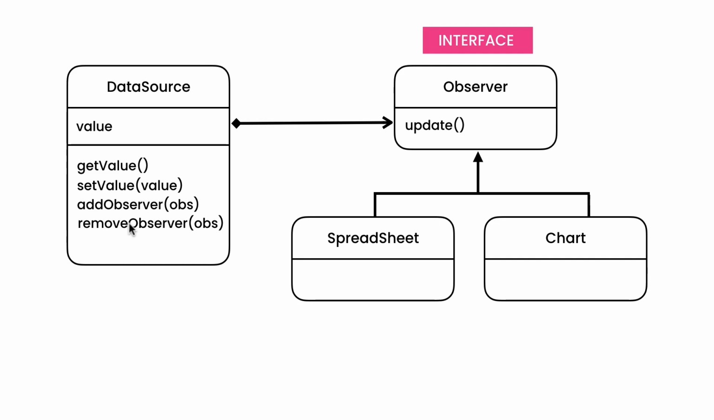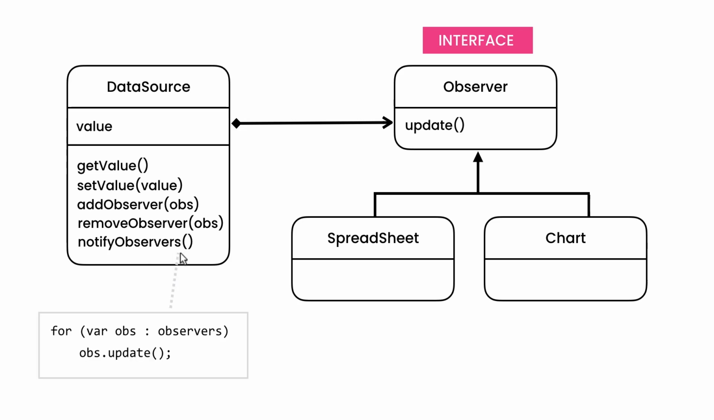Now, the last method that we need here is notify observers. In this method, we simply iterate over the list of observers. So for each observer, we're going to call observer.update. And this is where we have polymorphic behavior. This observer object will take on many different forms depending on its type at runtime.